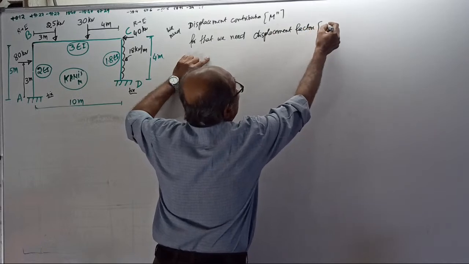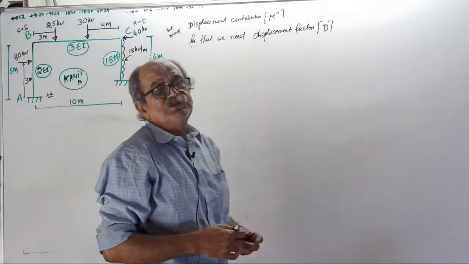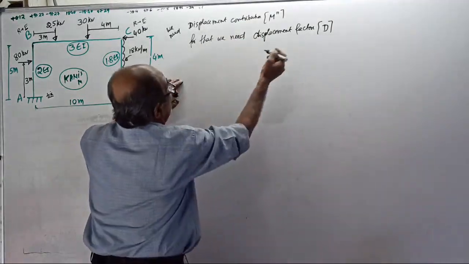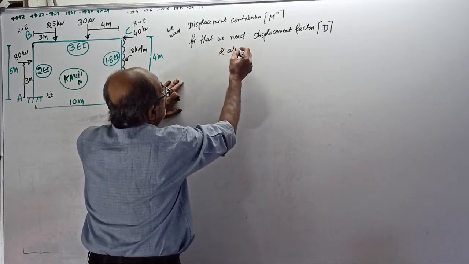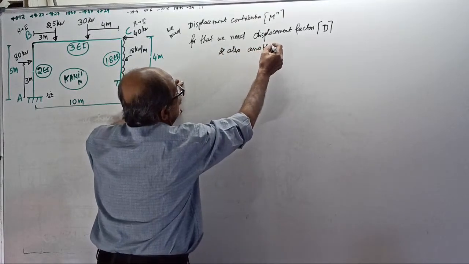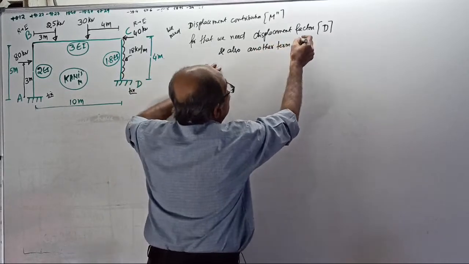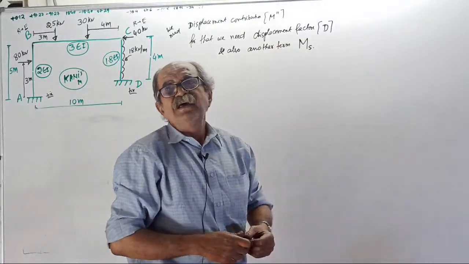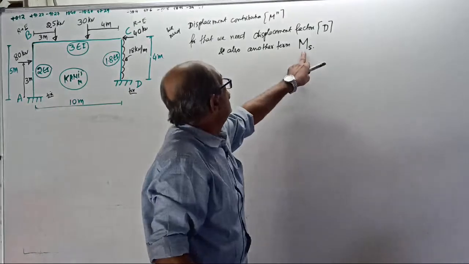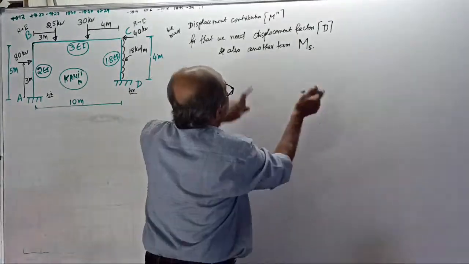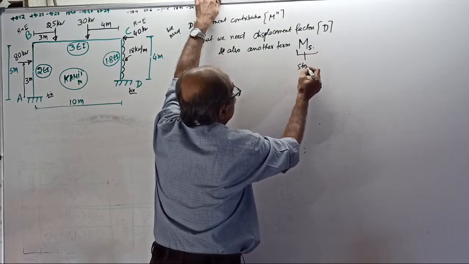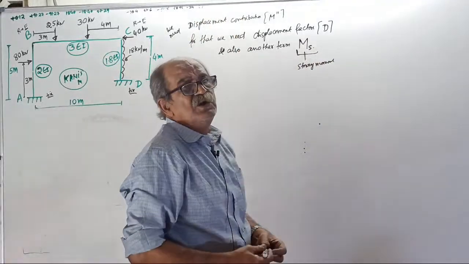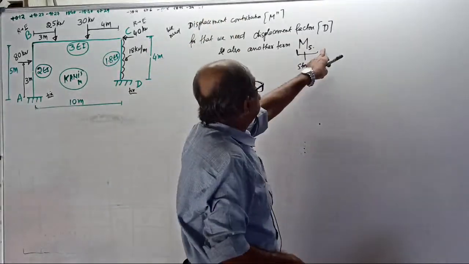Symbol is capital D, not small d, because small d I use for distribution factor. Okay. Now, one factor D, and also another term called MS. Symbol is, sometimes I put M naught, sometimes I put MI, I don't remember. MS, story moment. MS means story moment. This I will tell you. You need displacement factor and also story moment.